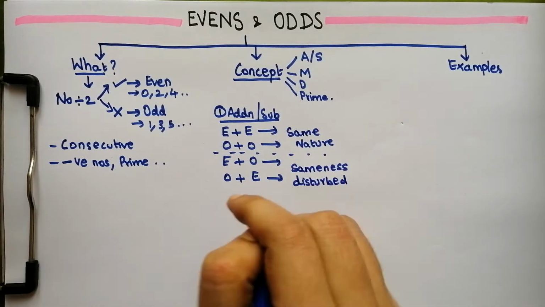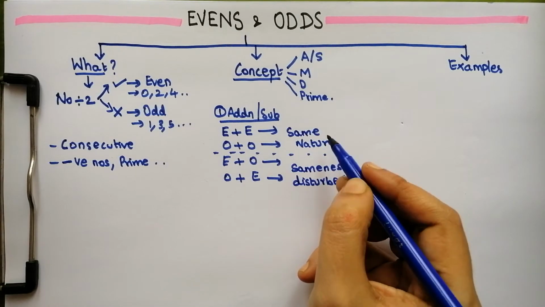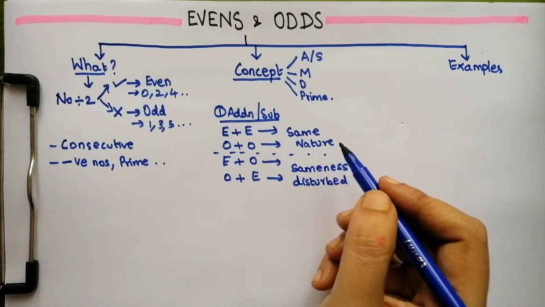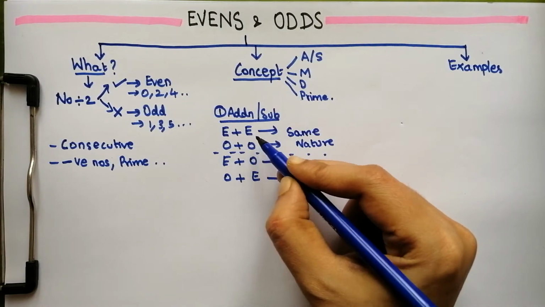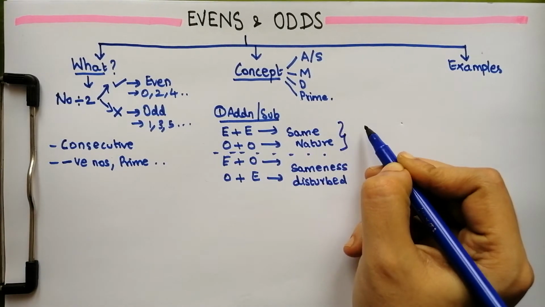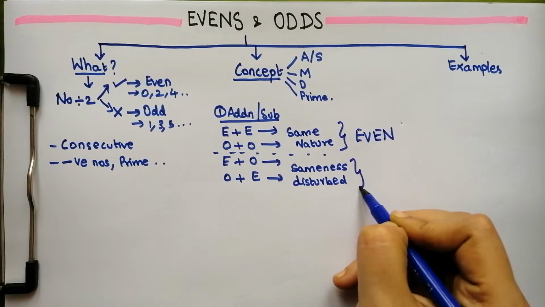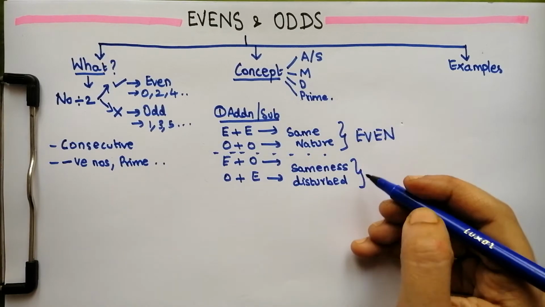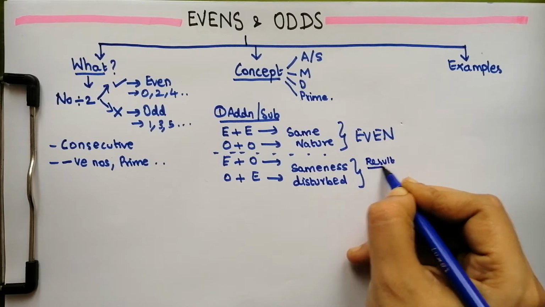This is what you have to remember in addition and subtraction. Only with these two ideas you can solve the addition and subtraction related odd or even problems. So here if they are even, that is if they are same, then the result will be even. Here the sameness is disturbed. They are alternating, even and odd both are coming in addition and subtraction. So here the result will be odd.